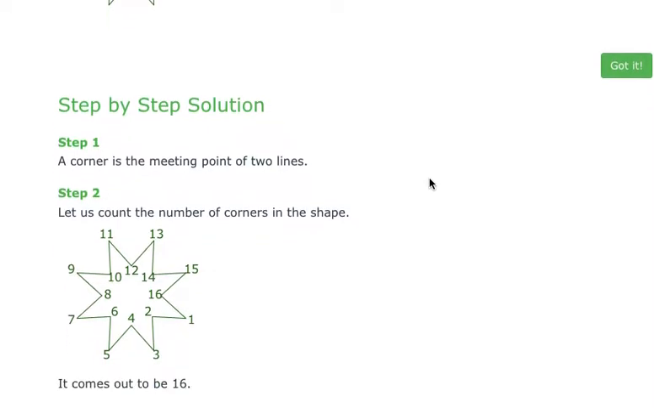Step 1. A corner is meeting a point of corner. Okay, we got it, right?